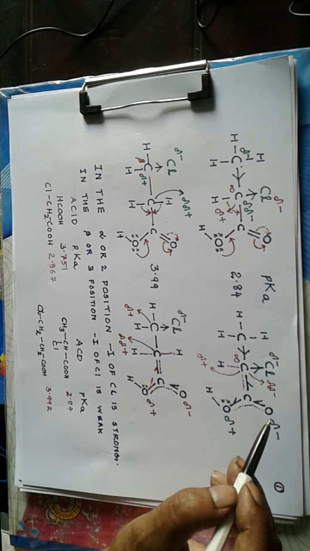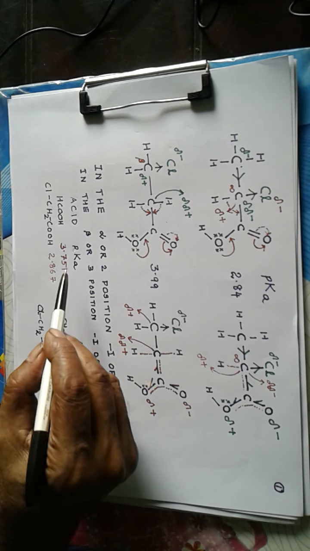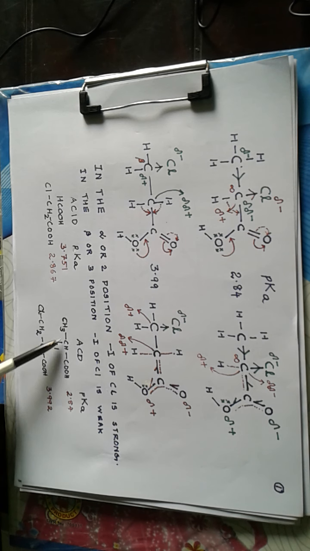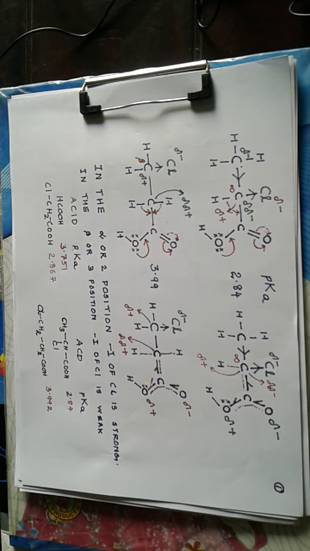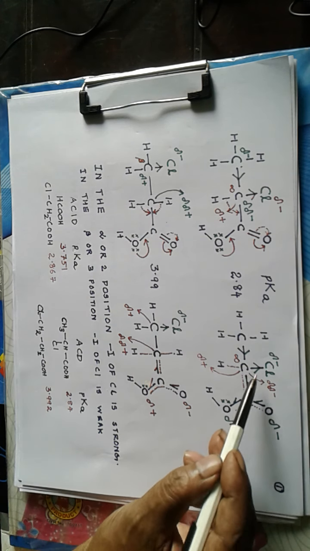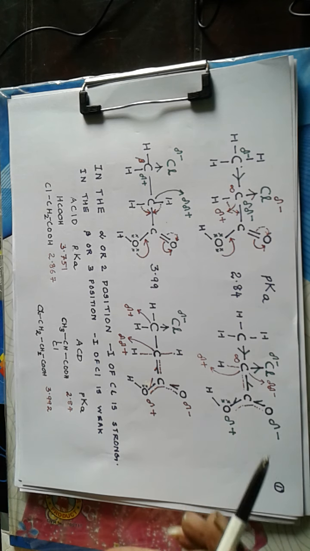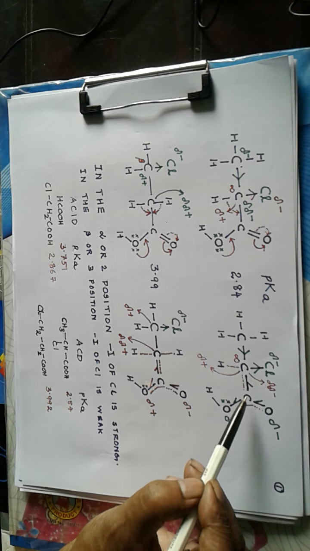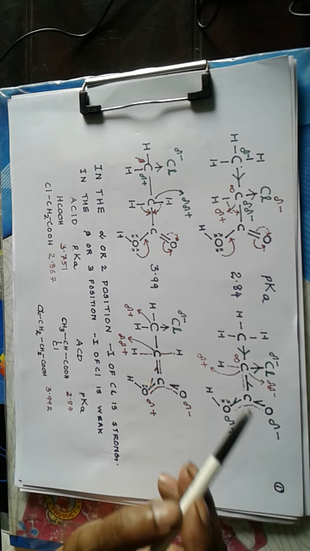So, formic acid has a pK value of 3.751, whereas alpha chloropropionic acid has a pK value of 2.84. A lower pK value indicates high acidity. And so the high acidity of alpha chloropropionic acid over formic acid is mainly due to the position of the halogen and its strong minus I effect. That is the main reason. It is more close to the carboxylic acid group because chlorine is on the alpha carbon.